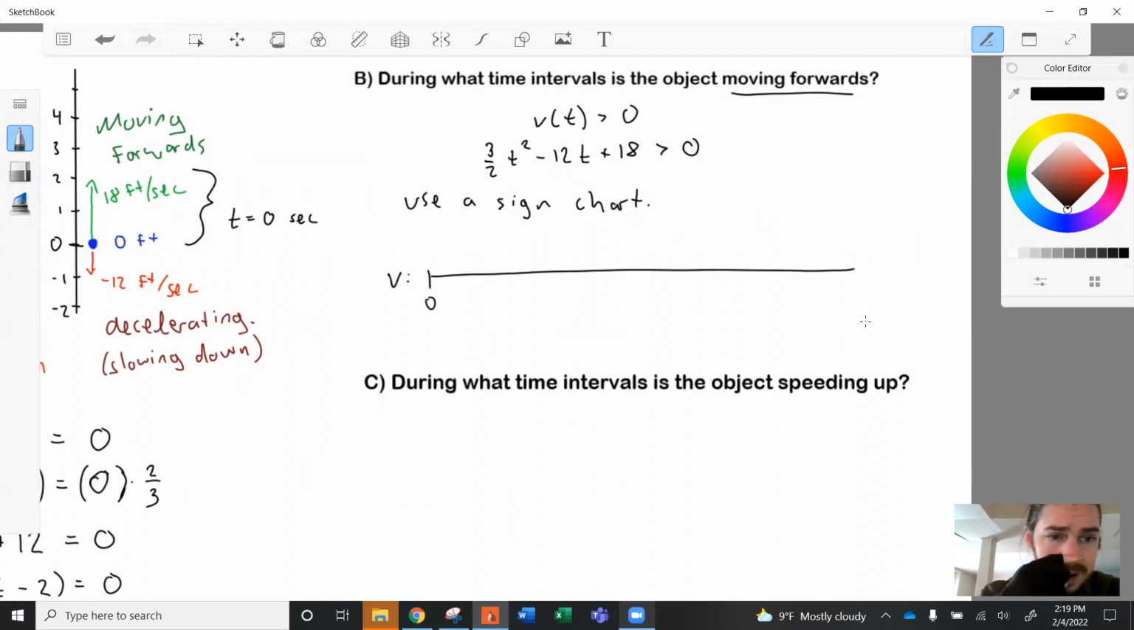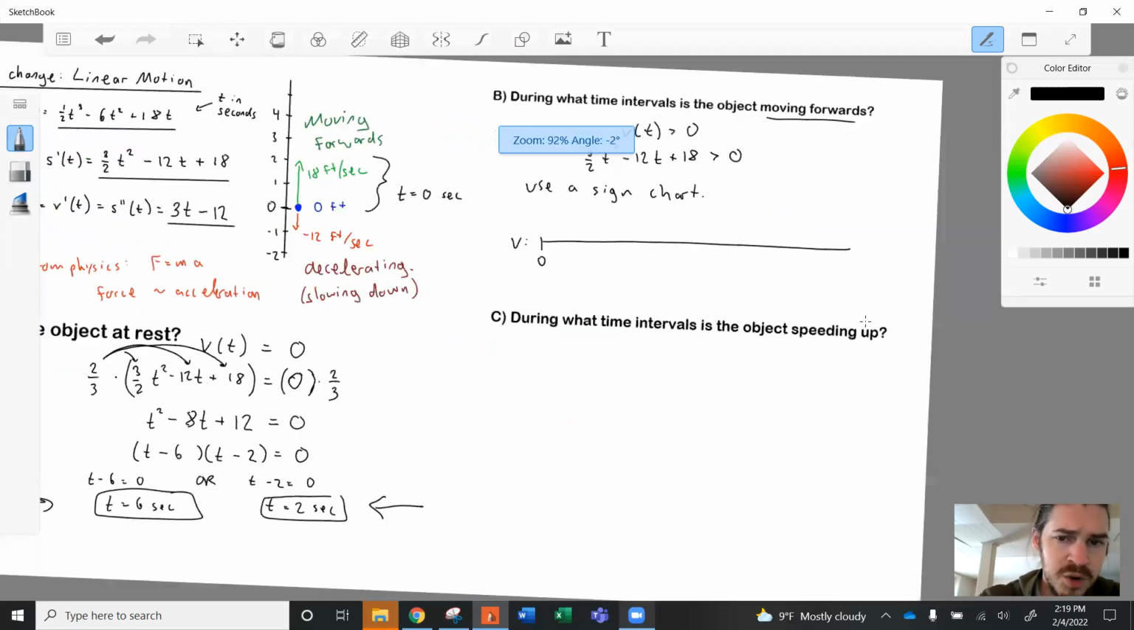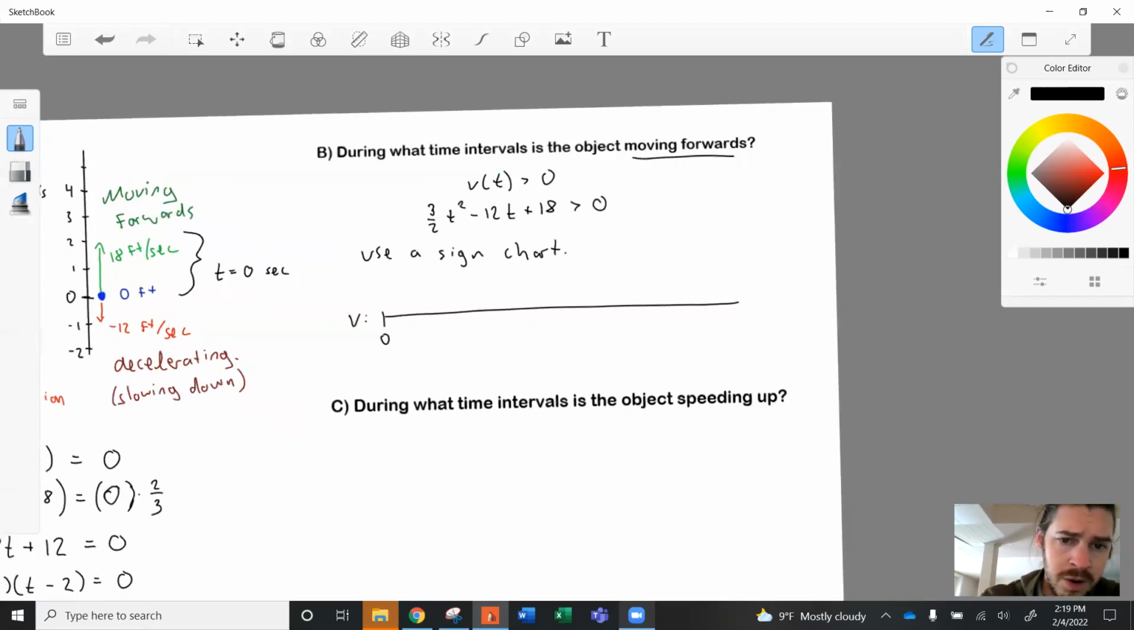It starts at 0 seconds because we're not taking into consideration time values before 0 seconds. And then I want to plot the zeros at 2 and 6. So it's 0 at 2 and at 6. And in between, I form these intervals. What I want to do is pick a test value in each interval and check to see if the function, our v of t function, is positive or negative.